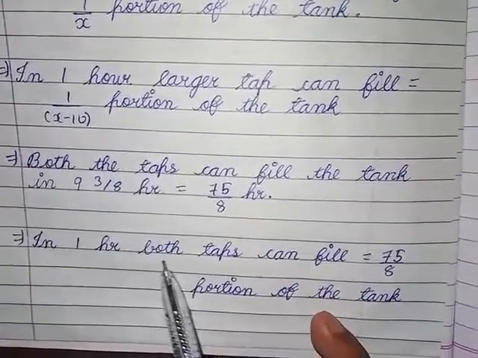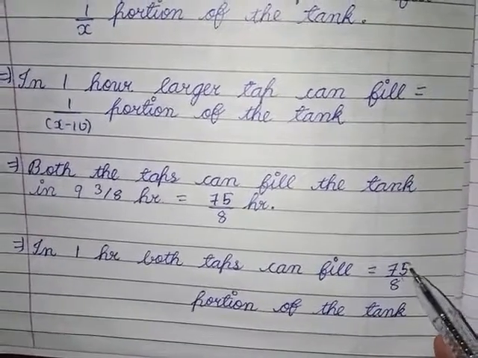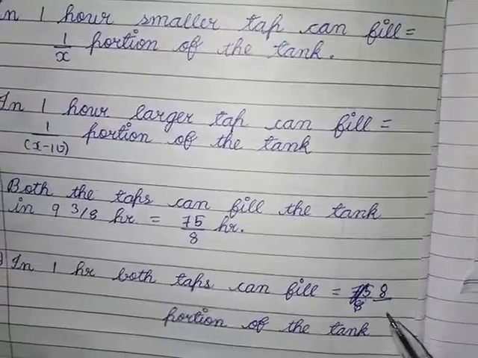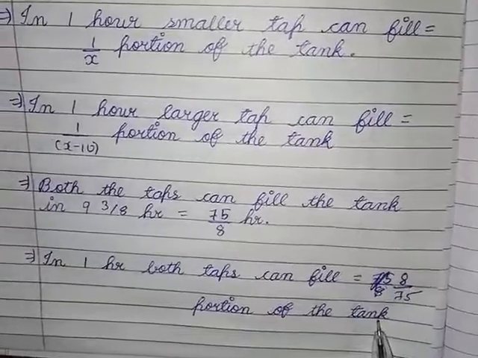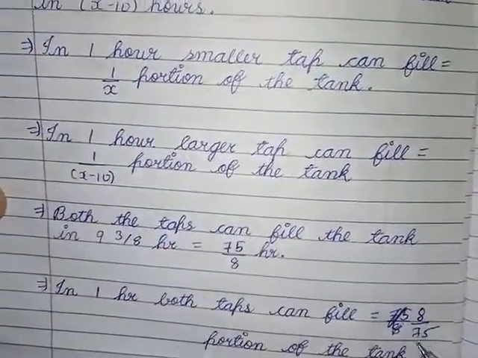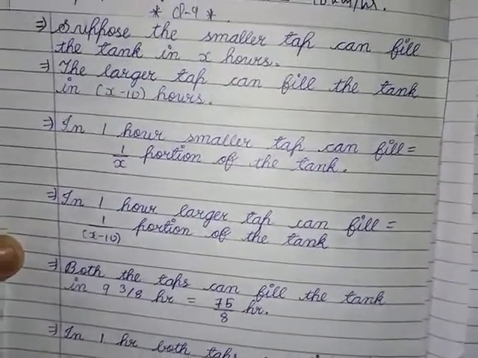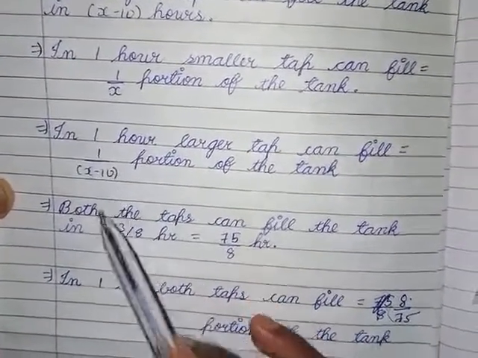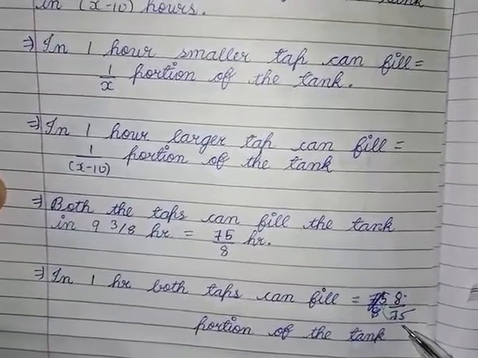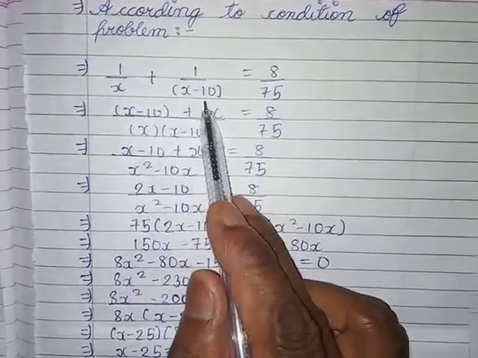So in 1 hour, both the taps can fill 8 upon 75 portion of the tank. Total means if both taps are open. So 1 upon x plus 1 upon x minus 10 is equal to 8 upon 75. According to the condition of the problem, 1 upon x plus 1 upon x minus 10 is equal to 8 by 75.